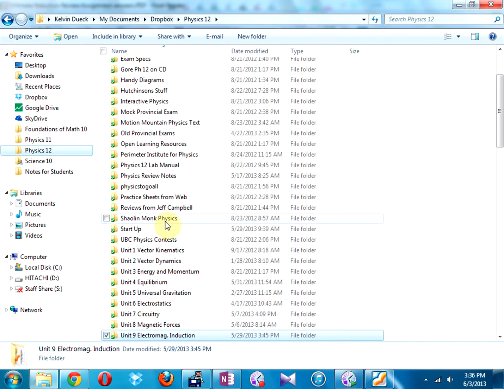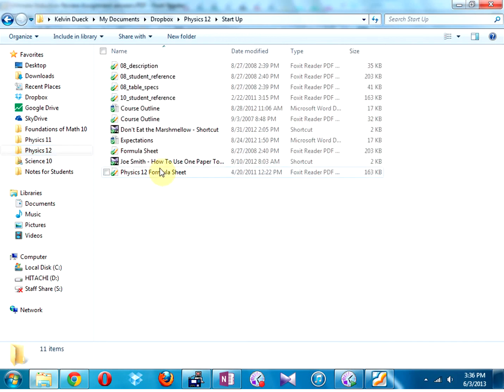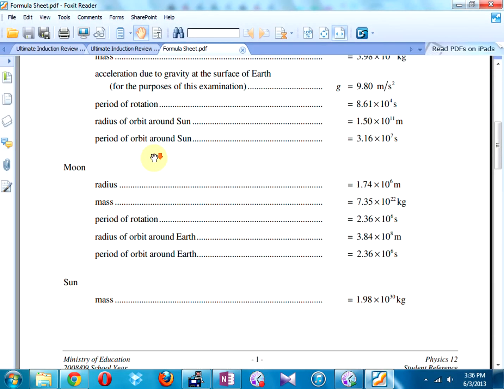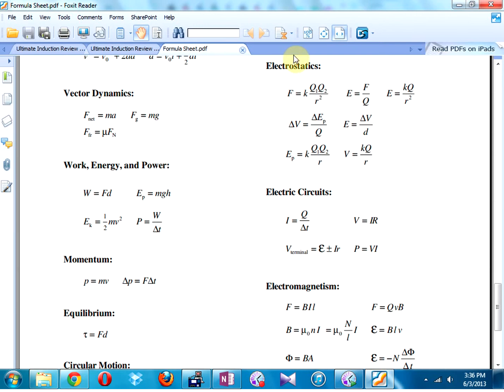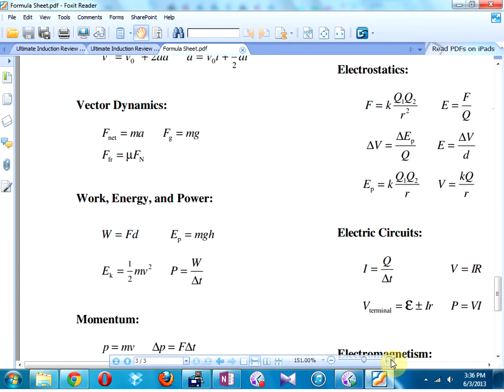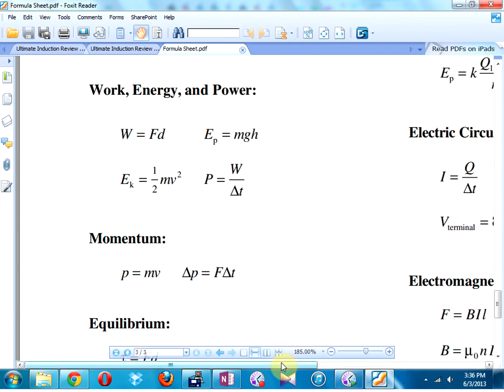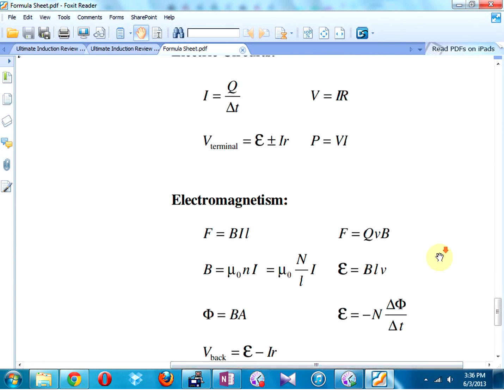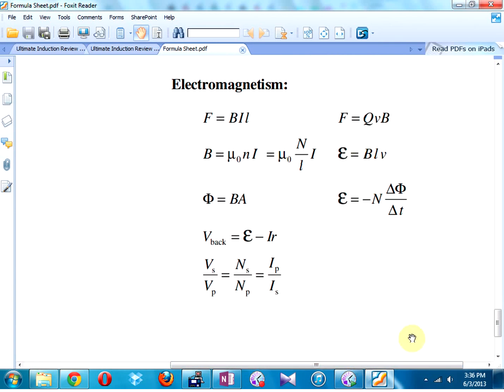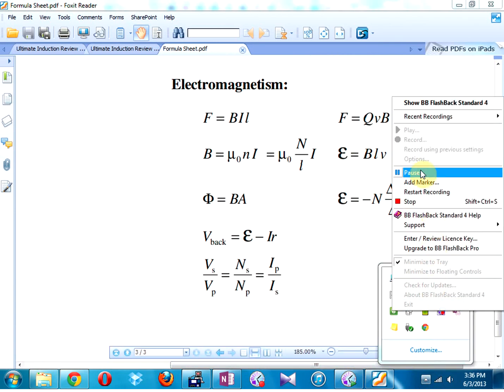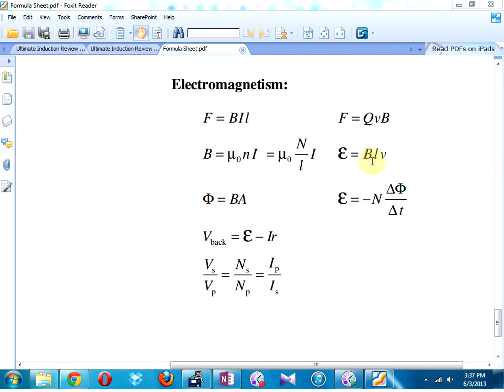And give you kind of an example or an idea. Formula sheet. So the equations that we've used in this unit are primarily this one, this one, this one, this one. There's your definition of flux.